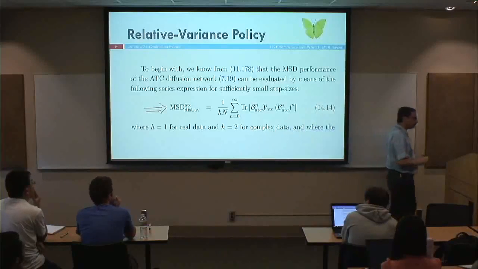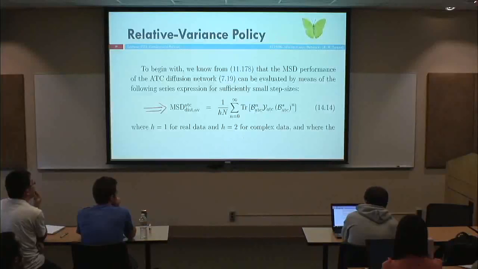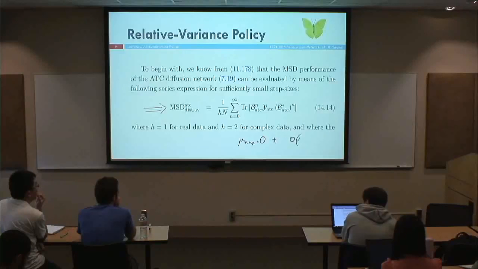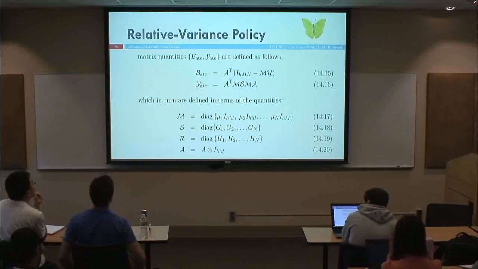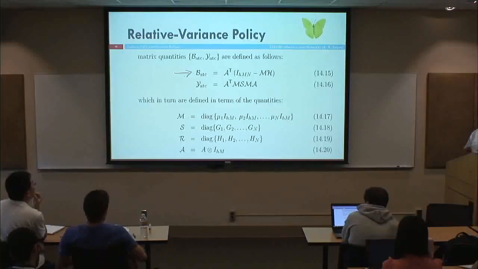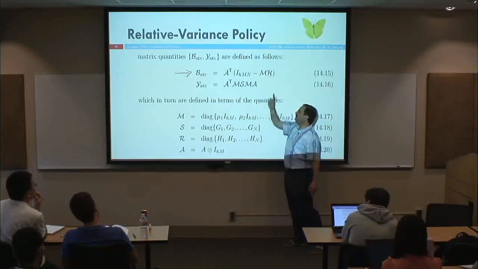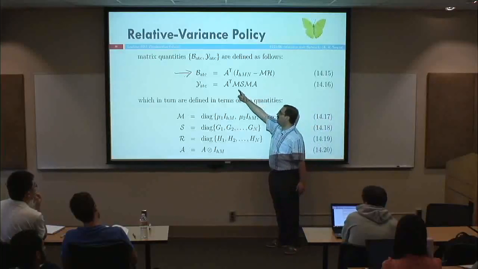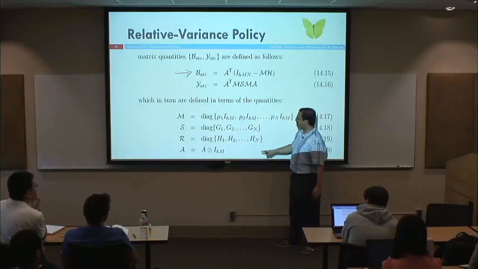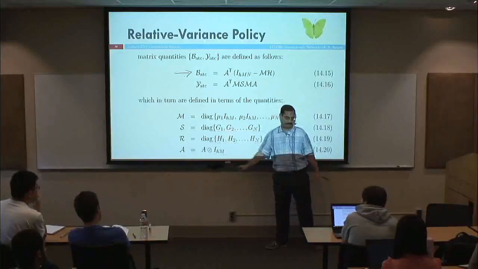Very good. If I take this expression here, it will include a term which is first order in mu, plus higher order terms, little o, higher order terms in mu. If I throw this term away, it will be exactly that expression, okay? Very good. So what are the B and the Y? Here it is, the B. This is for ATC. It depends on the combination policy, on the step size matrix, on the Hessian matrices, and the Y. And this S here contains information about the noise covariances, okay?